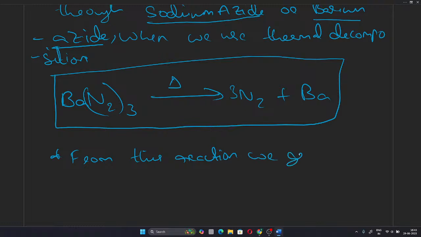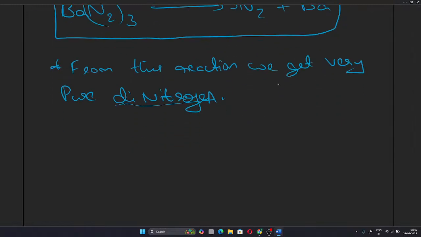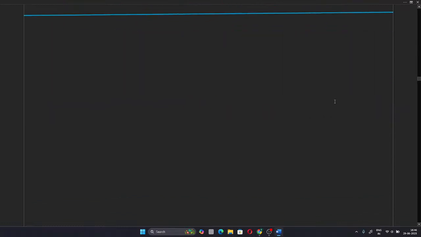we get very pure dinitrogen. Maybe they're repeating dinitrogen again so that we don't get confused. Very pure dinitrogen. These are the preparation methods. Now let's see its properties.